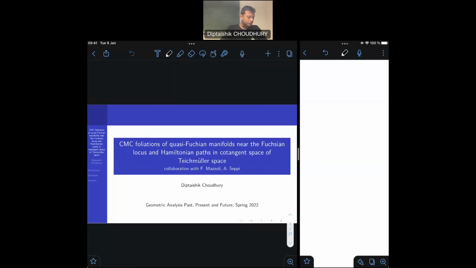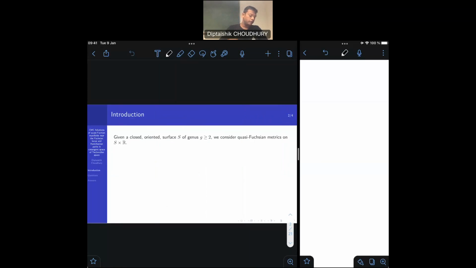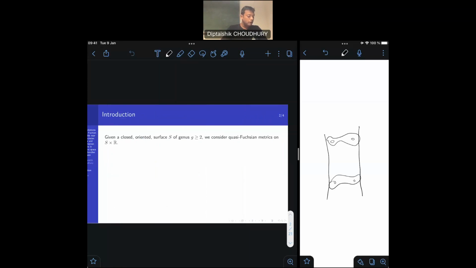So, what we are going to do in this introductory talk is explain the setting and also discuss the main results. So, we start with a closed oriented surface of genus g greater than or equal to 2, and we consider a quasi-Fuchsian metric on the surface times the real line. So, the picture would be something of this sort. This is the surface times the real line, a model for a quasi-Fuchsian manifold.